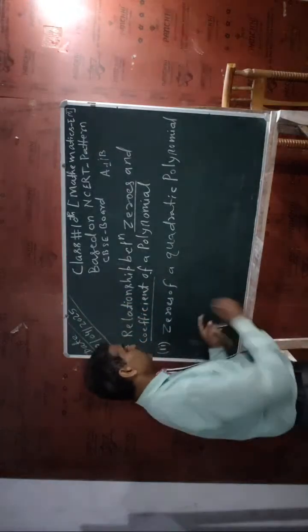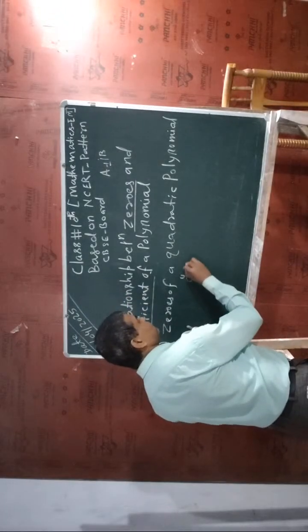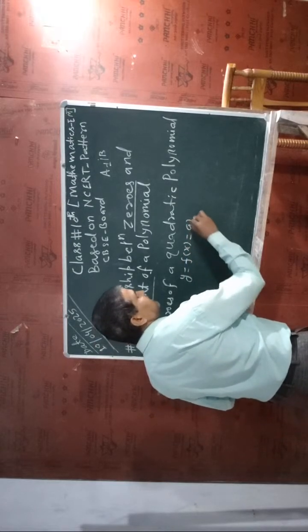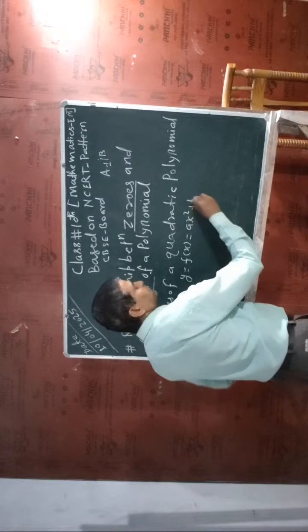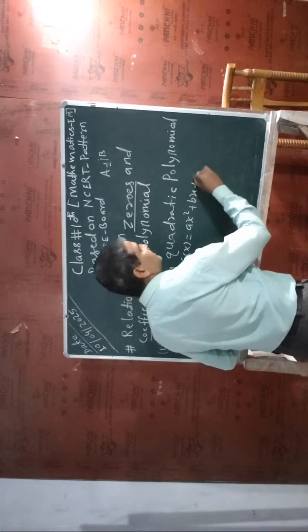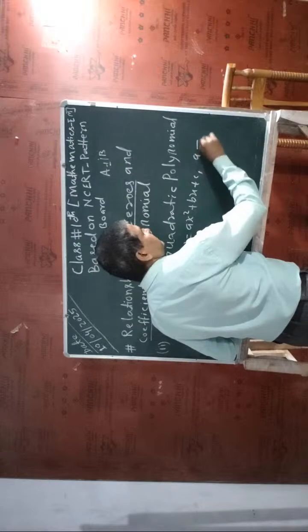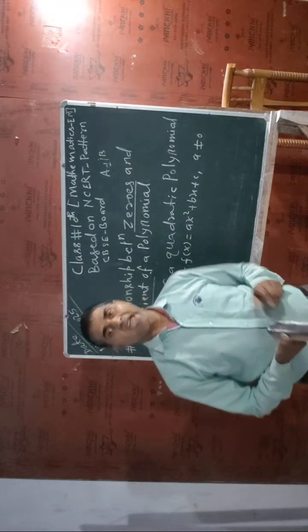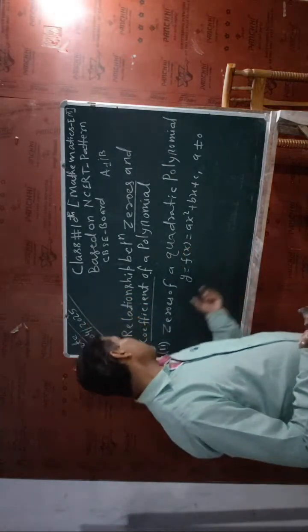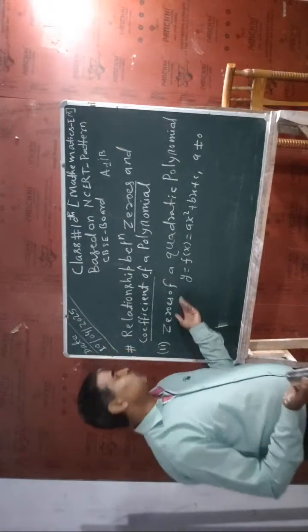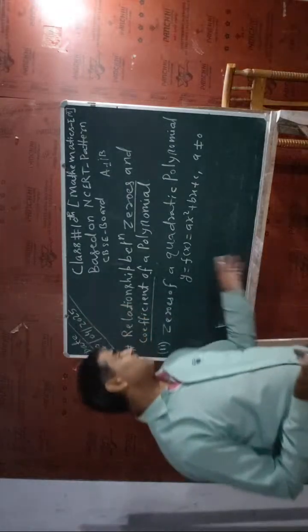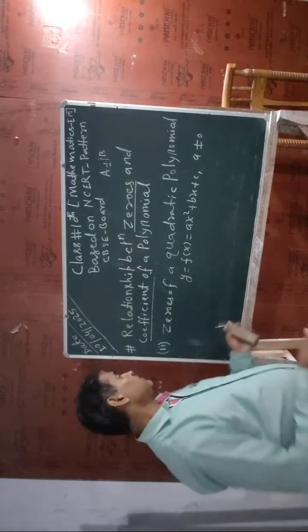First of all, I will write its function. y is equal to f(x), which is equal to ax square plus bx plus c, where a cannot be 0. We have to remember this one. This is the quadratic polynomial, and in this quadratic polynomial I have to get the zeros of the given quadratic polynomial.